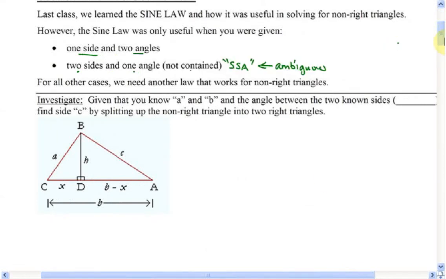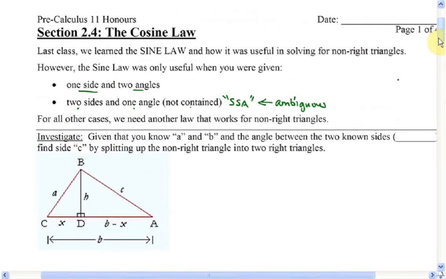It is. Okay, so once again, last day we looked at sine law, all right? But today I want to show you another law that will help us out with the other remaining types of angles and triangles. So let's do some investigation, because I actually want to prove the law for you. Okay. So given that you know A and B, so what I'm saying to you is this. You know this side A, and you know this side B, okay? So you know these two things.